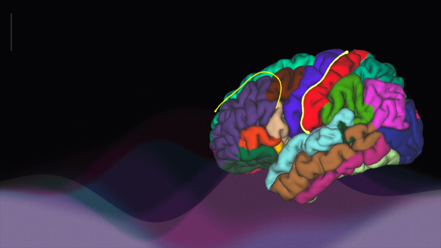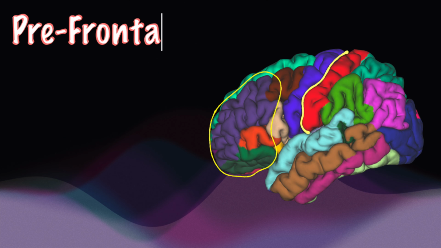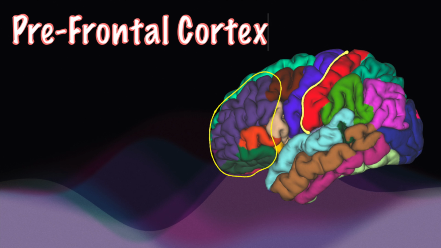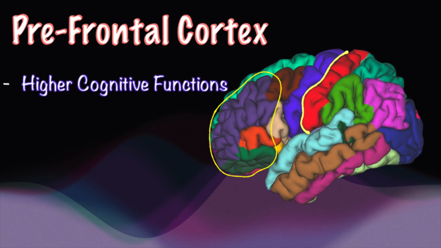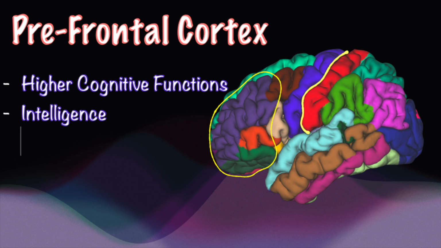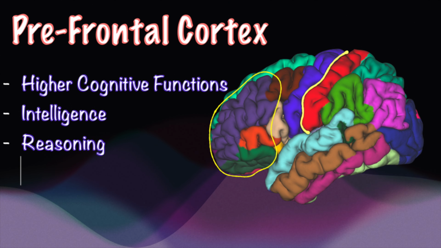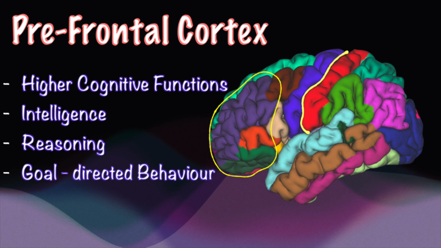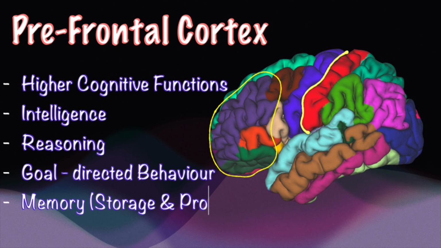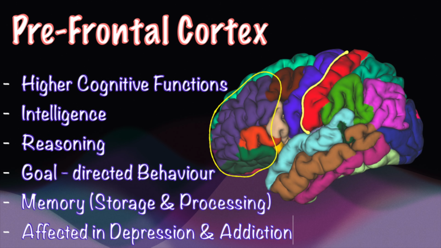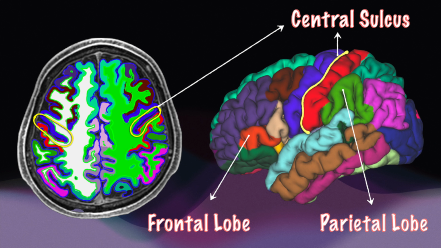Going more anteriorly, we come to the prefrontal cortex. By far, this is the most important and most evolutionarily advanced part of the brain. It is the site for higher cognitive functions like intelligence, reasoning, goal-directed behavior, and it is also a site for memory storage and memory processing. It basically controls and defines a person's behavior, and logically it is also involved in many psychiatric diseases like depression and addiction.